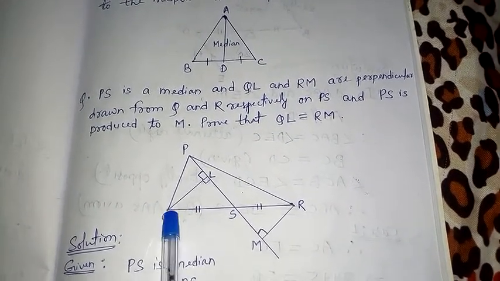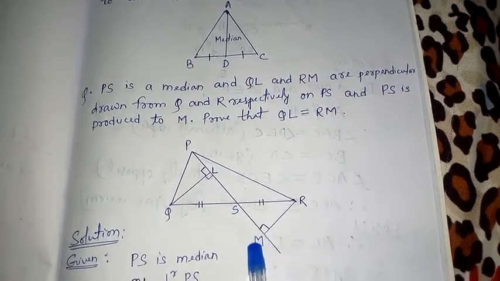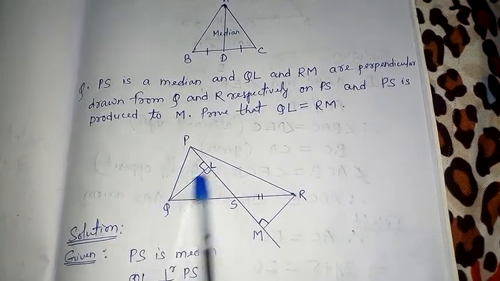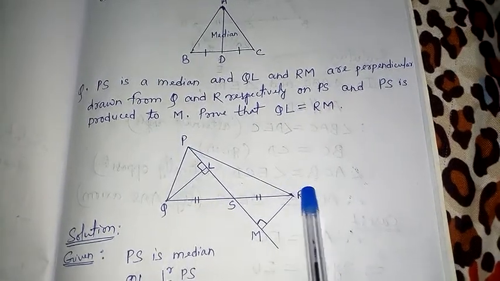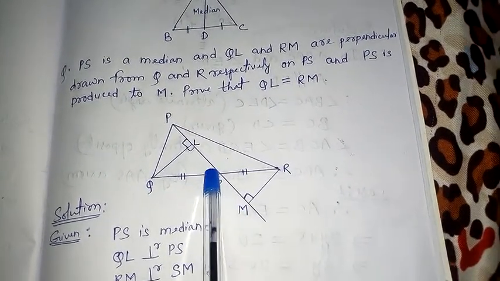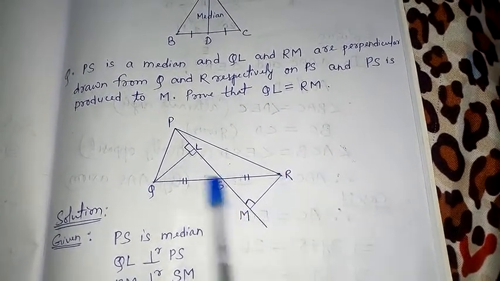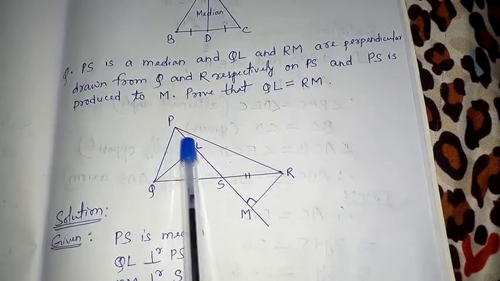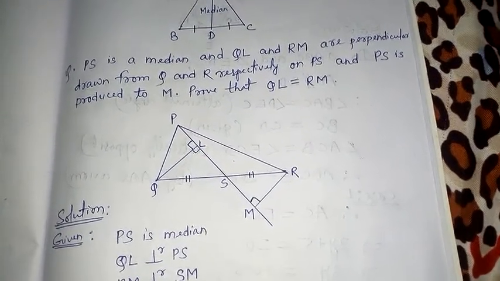And second thing, QL and RM, they are the perpendicular. That means QL is perpendicular to PS and RM is perpendicular to SM. That means perpendicular means it is making 90 degree at the base. So here it will be 90 degree.